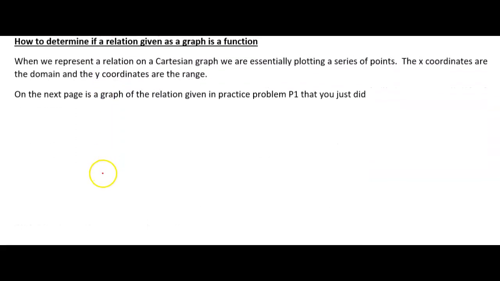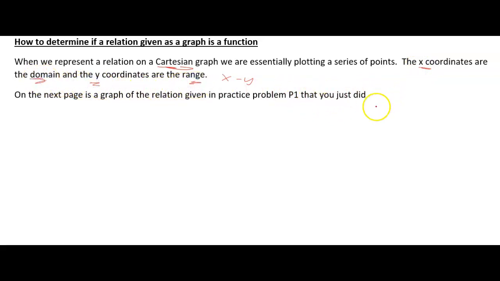So that's nice, but we don't always get our functions as sets of points. Often we get them given to us as a picture or a graph. So when we represent a relation on a Cartesian graph, that word Cartesian just means our usual XY coordinate system. You're used to seeing that. We are plotting a series of points. They might be an infinite series and we connect them with a curve, but it's still a series of points.